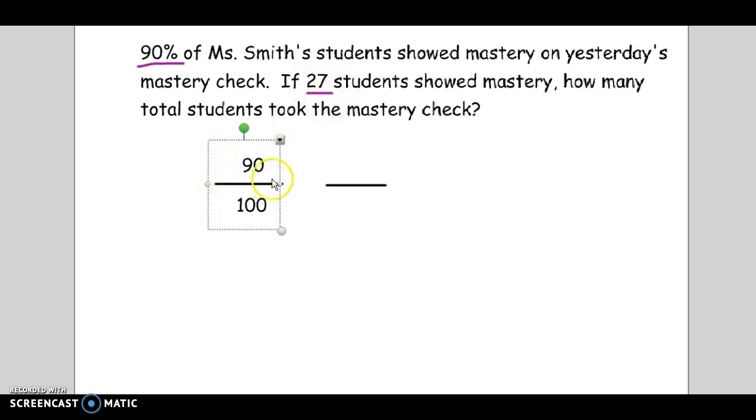Well, if 90% is 90 out of 100, that means that this top part is the part, and the 100 is the whole. So I need to figure out whether 27 is the part or the whole. If 27 students showed mastery, I know that that's not all of the students. I'm looking for the total number of students. So 27 must be part of the students, not all of them that took it, because I know not all of them showed mastery. So what I'm looking for is this number. I'm looking for the whole.